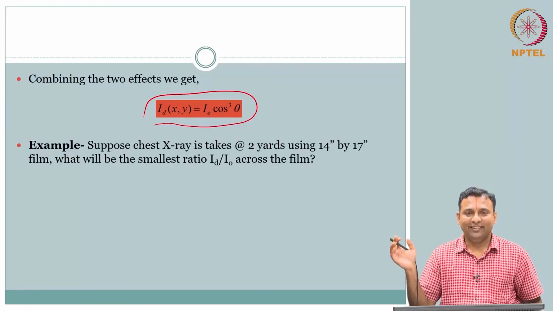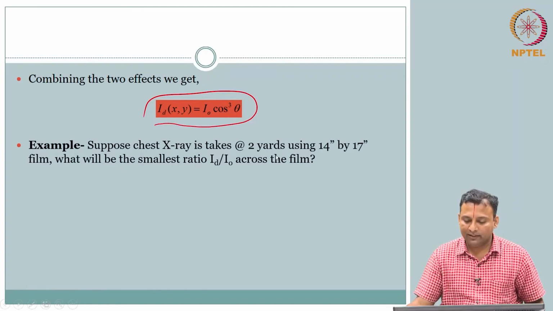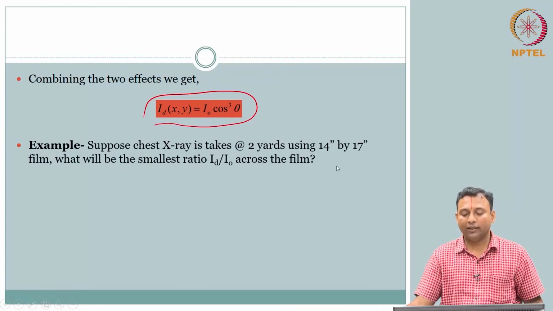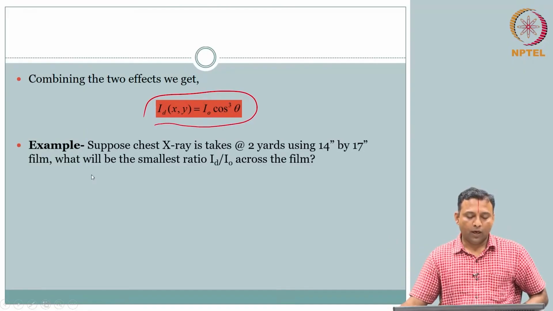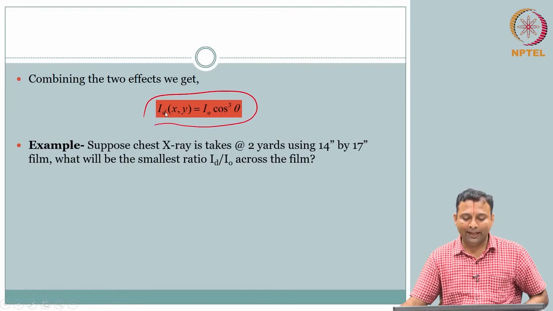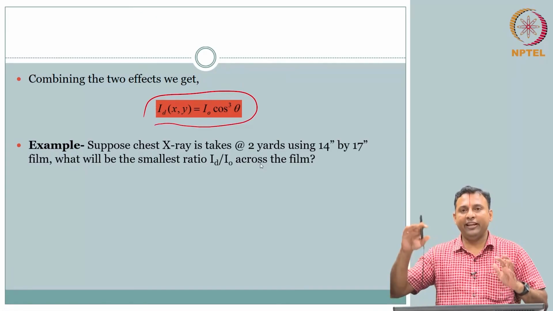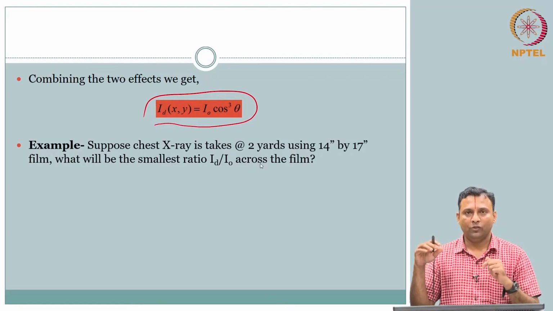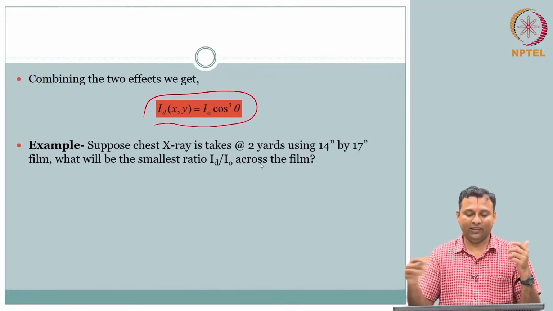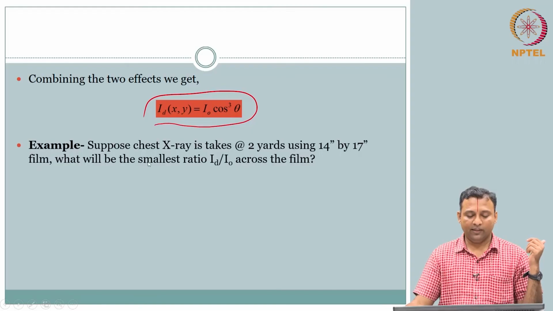Typical, your chest X-ray. So, you have your standard sizes, you are standing at 2 yards and using a 14 cross 17 inch X-ray, that is your field of view in the detector. So, what will be the smallest ratio, this I_D by I naught across the film? That means, you are saying that it is varying from the center, in the form of cos cube theta. What is the maximum variation? That is what in some sense this is asking. What will be the smallest ratio?